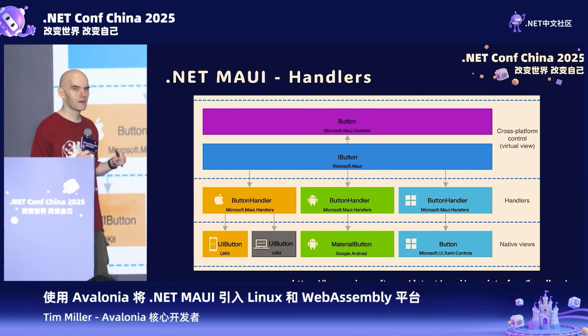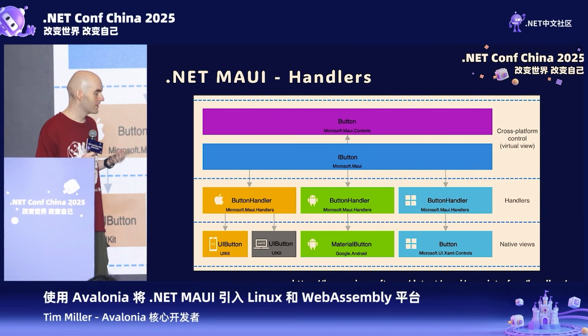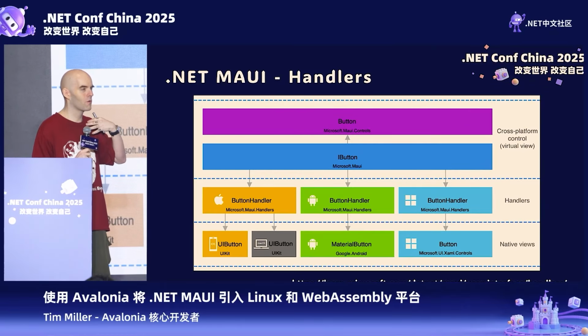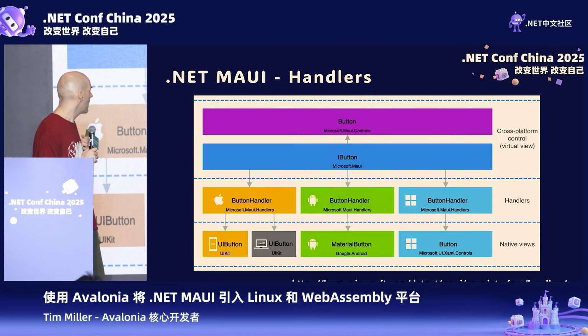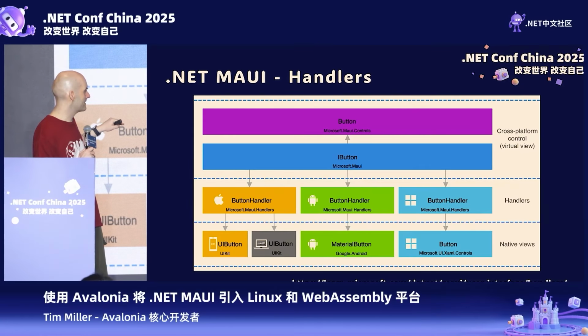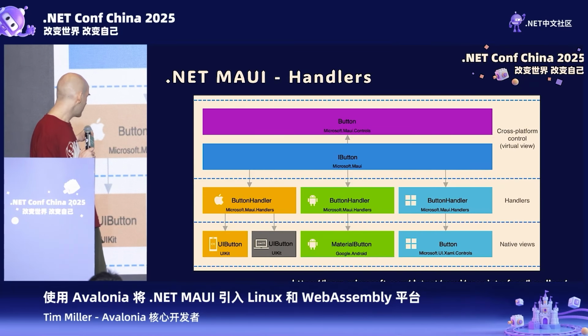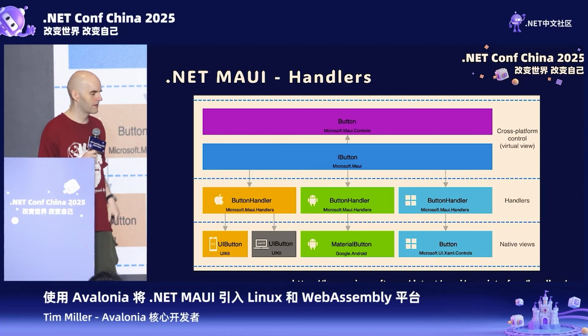And the way MAUI works architecturally for its control system is that it has this concept called handlers. So what it does is you have an abstract, virtualized set of buttons and IButtons, which are the core platform layer type primitives, things like that, checkboxes, whatever. And with that, it goes through a handler system where it binds the virtual button to a platform-based one. So it's a factory for creating native controls out of virtual ones. For iOS, it would be UIButton, Android, MaterialButton, Windows, et cetera.